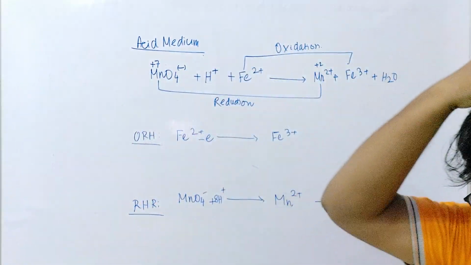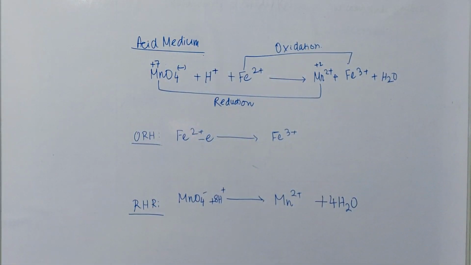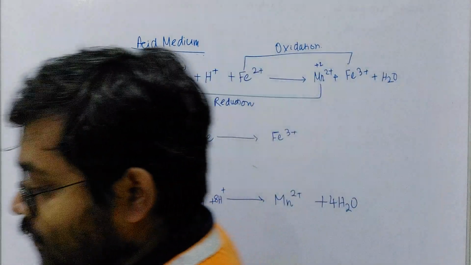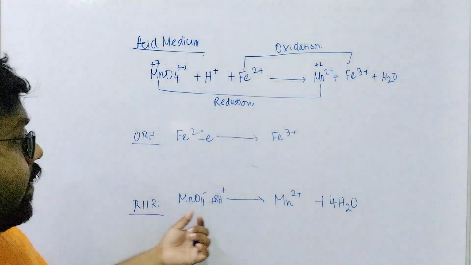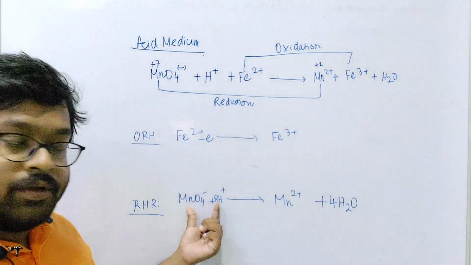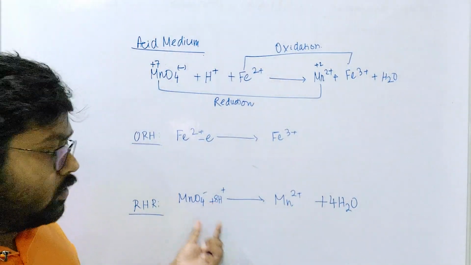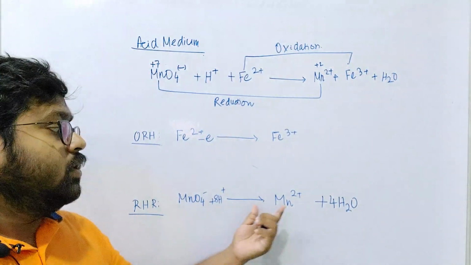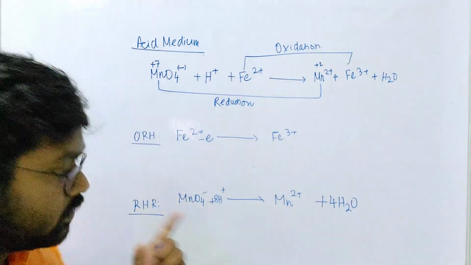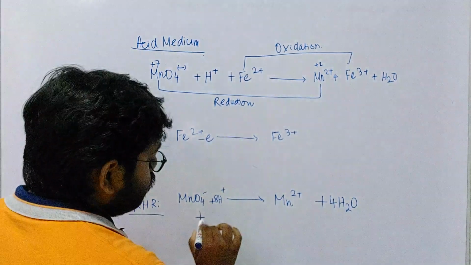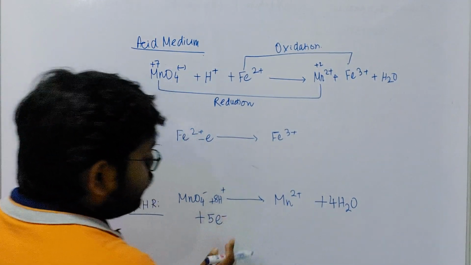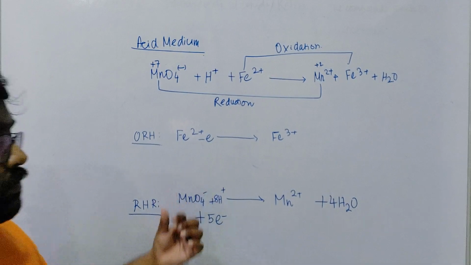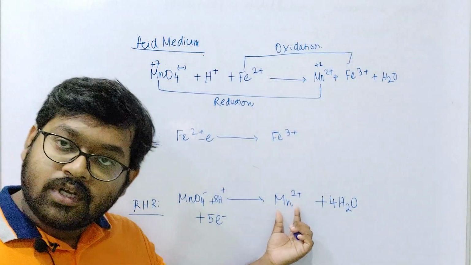So now what we need to balance? We need to balance the charge. Right. Now how to balance the charge? Very simple. On the left hand side 8 positive, 1 negative, so overall 7 positive. On the right hand side 2 positive. So how can 7 positive be converted into 2 positive? Simply by adding 5 electrons. 5 electrons will cancel out 5 positive, so 2 positive will remain. So 2 positive on the right hand side as well.